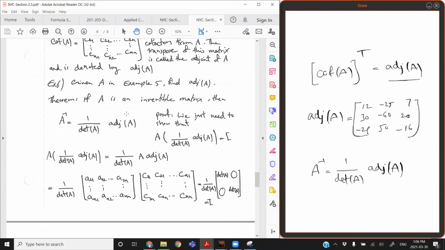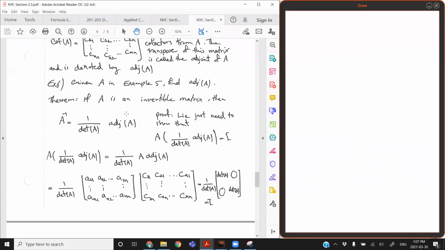How do we prove it? We just need to show that if I multiply A and A inverse, I get I. That's what I need to do. I need to prove that if I multiply A and this matrix, I get I, because that's all it takes for this matrix to be the inverse of A. Their product needs to be identity.